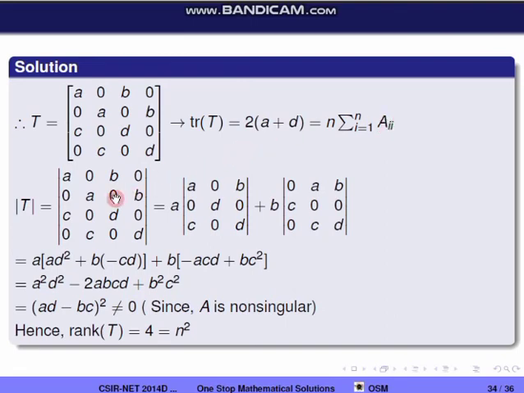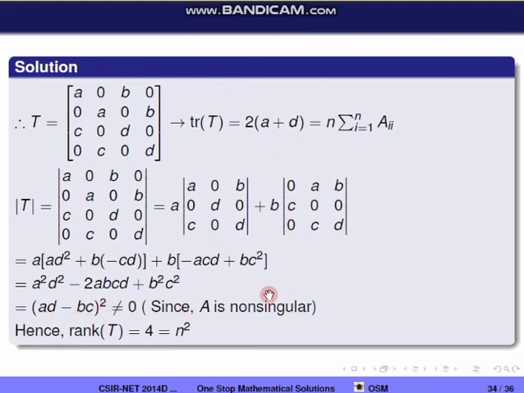So now we will find the determinant of T. When we find the determinant, we are getting this is equal to A into AD square plus B into minus CD plus B into minus ACD plus B square. And we simplify this is equal to A square D square minus 2ABCD plus B square C square. So this is equal to (AD minus BC) the whole square.